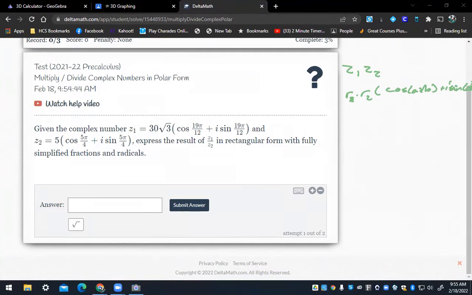All right. So to divide Z1 over Z2, we're going to use this formula. R1 over R2, but then you're going to do cosine of A minus B plus I sine A minus B.